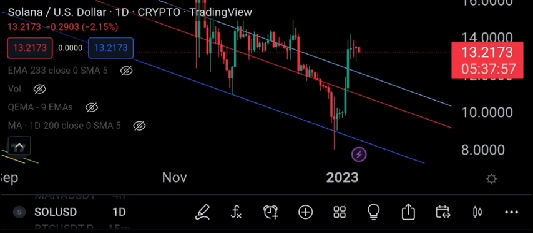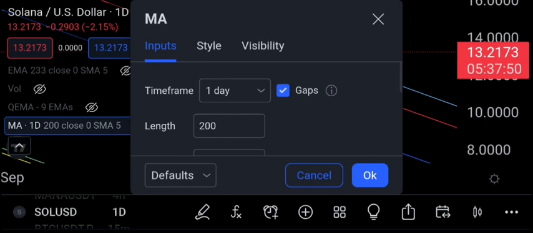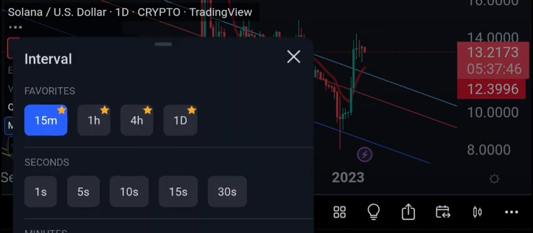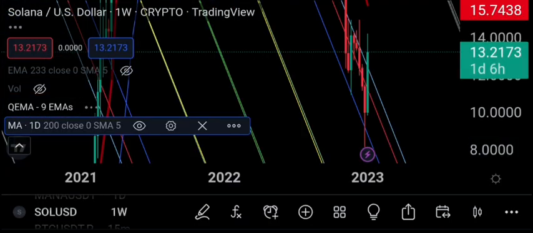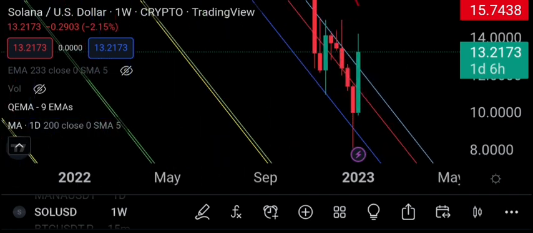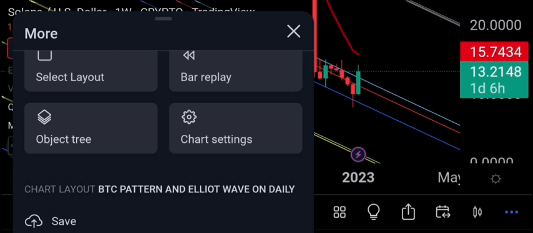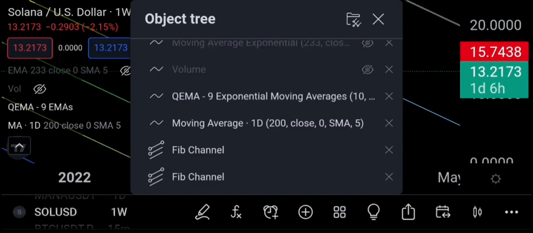Another interesting thing I was looking at for Solana, we have the 200 daily moving average, and we have the weekly EMA. So those are two different things. On the weekly chart, we have the 200. Let me just get rid of these channels for now so you can have a bit more clarity. I'll just get rid of them.